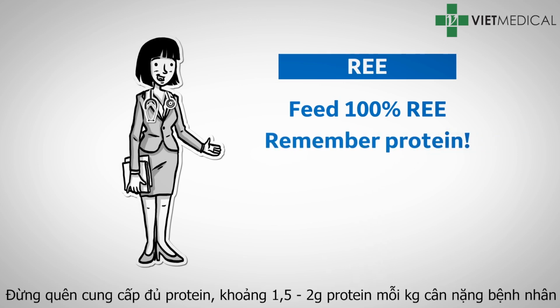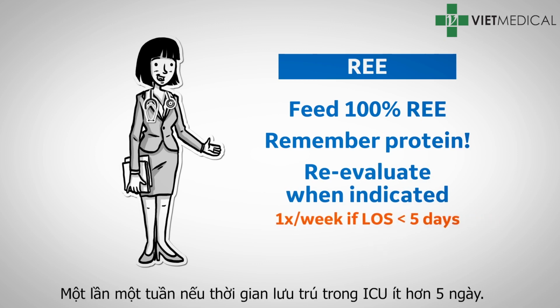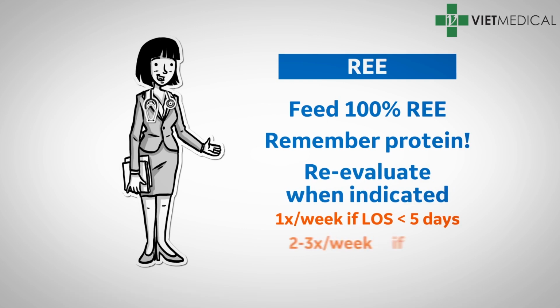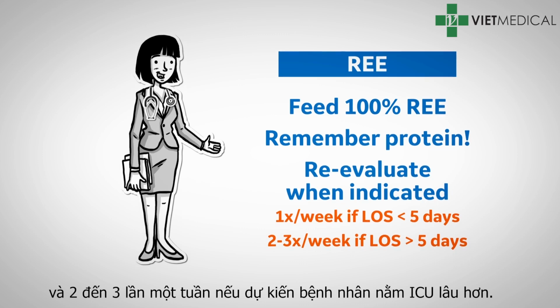Don't forget to provide sufficient protein, which is approximately 1.5 to 2 grams of protein per kilogram, and reevaluate REE when indicated. That's 1 time a week if the anticipated length of stay in ICU is less than 5 days, and 2 to 3 times a week if the ICU stay looks like it's going to be longer than that.